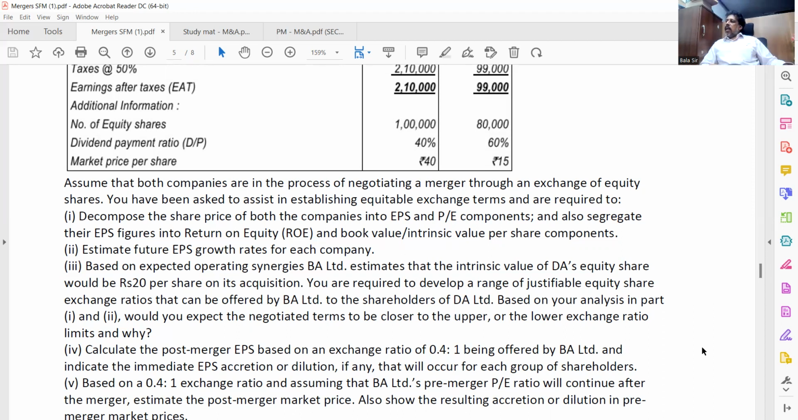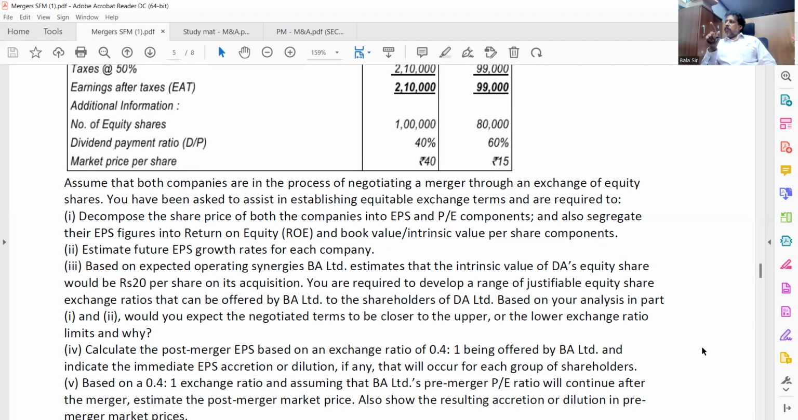And then you have been asked to calculate the price earnings ratio. That's very, very simple. You have the formula in the name of the ratio itself. Price earnings. You divide the stock price or the market price per share. For example, for my company, BA Limited, I can take rupees 40, the market price per share, and divide that by earnings per share, 2.1. So what is 40 by 2.1?